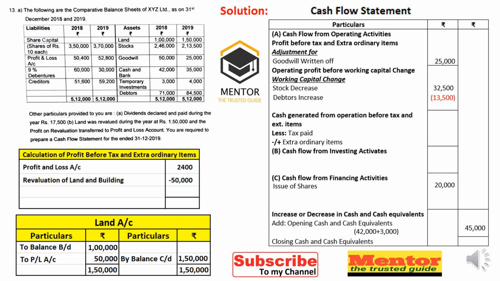Next is the profit and loss account. So how much increase in profit? That is 2,400. That will be written as P&L in calculation of profit before tax and extraordinary item, 2,400. Next, 9% debentures. Debentures were 60,000 and now 30,000. So we consider it as a redemption of debentures, in the sense we are giving back the debentures to the debenture holders, that is 30,000. So that will be taken as a redemption of debentures.